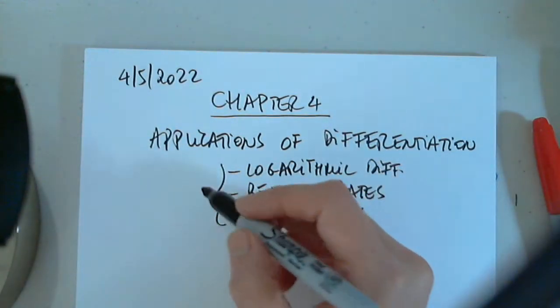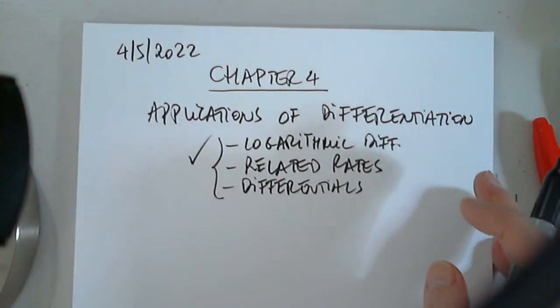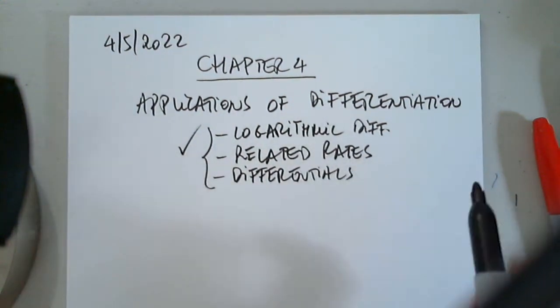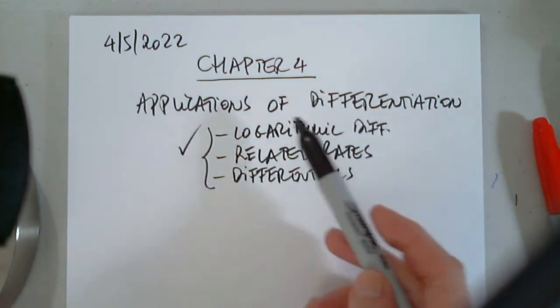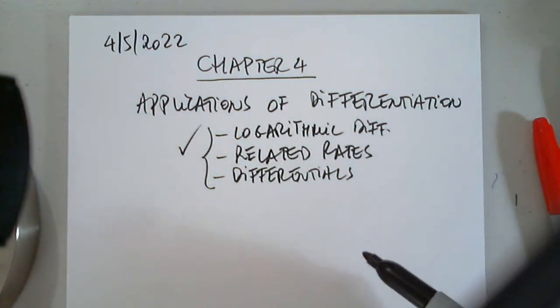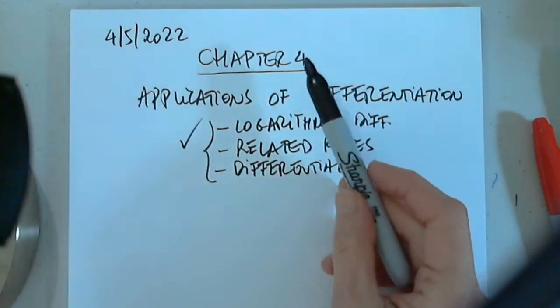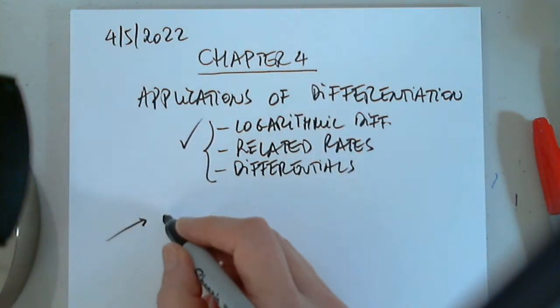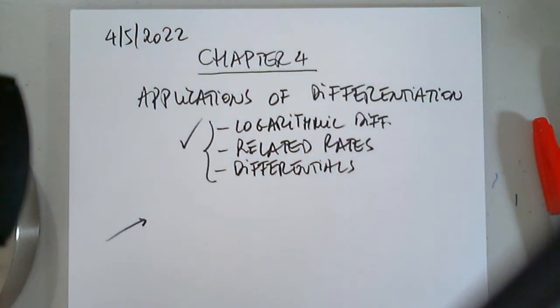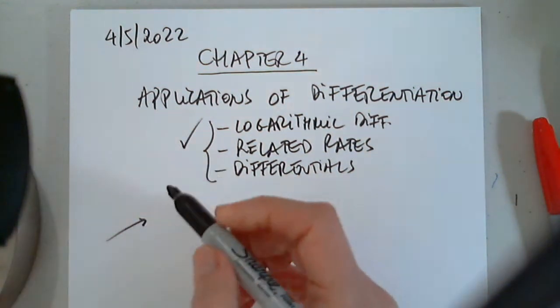Yes, they were. But now we have 3 topics in this chapter to look at. They are also applications. All these are applications of differentiation. But we are going to look at, in chapter 4, 3 major topics, huge topics. So actually 2.5, if you want.